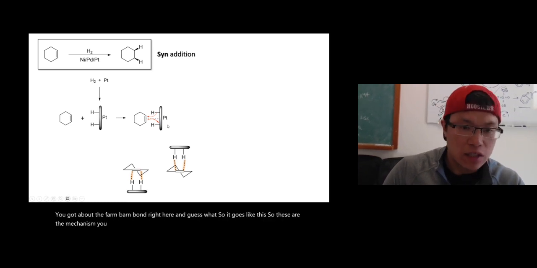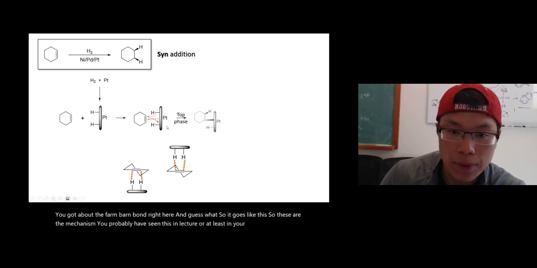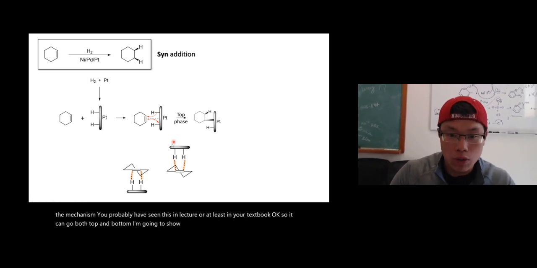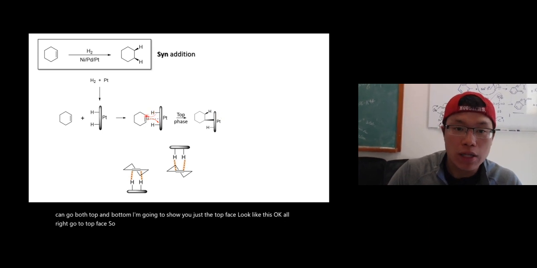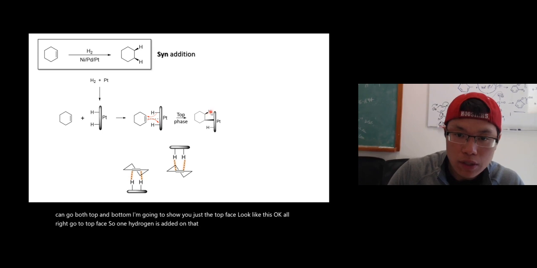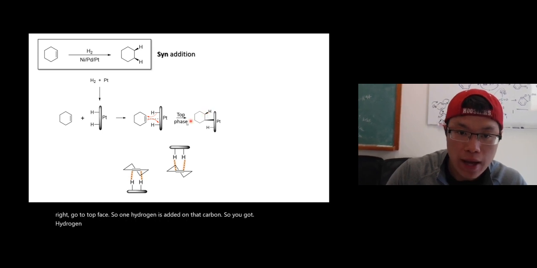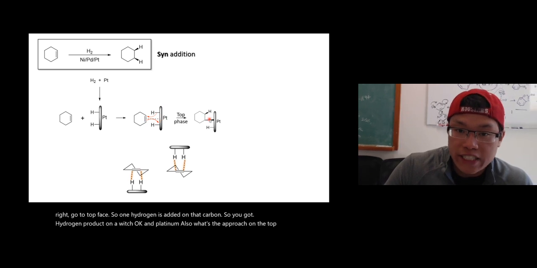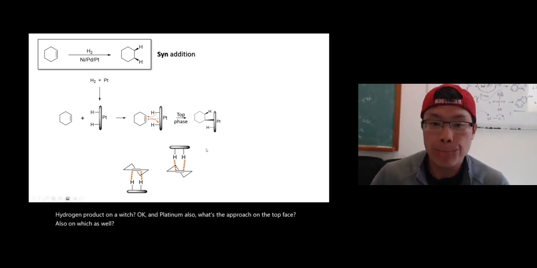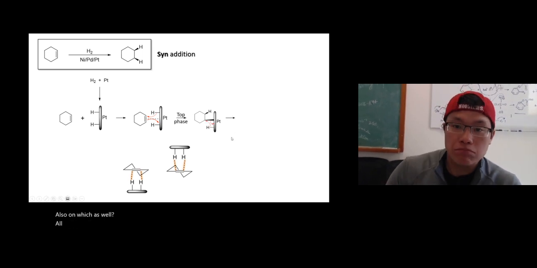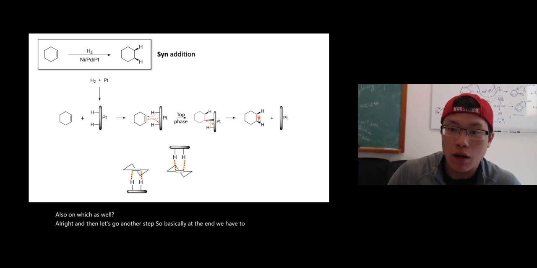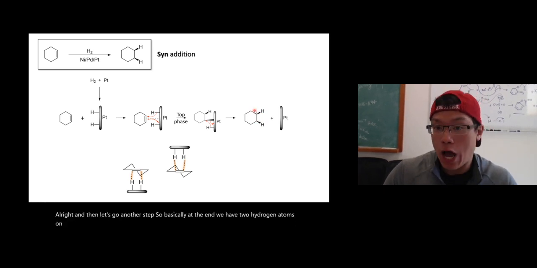You probably have seen this in lecture, or at least in your textbook. So it can go both top and bottom. I'm going to show you just the top face. It looks like this. So one hydrogen is added on that carbon, so you have hydrogen pointing up on a wedge. And platinum also still approaches on the top face, also on a wedge. Then let's go another step. So at the end, we have two hydrogen atoms added on the two carbons of the alkene.